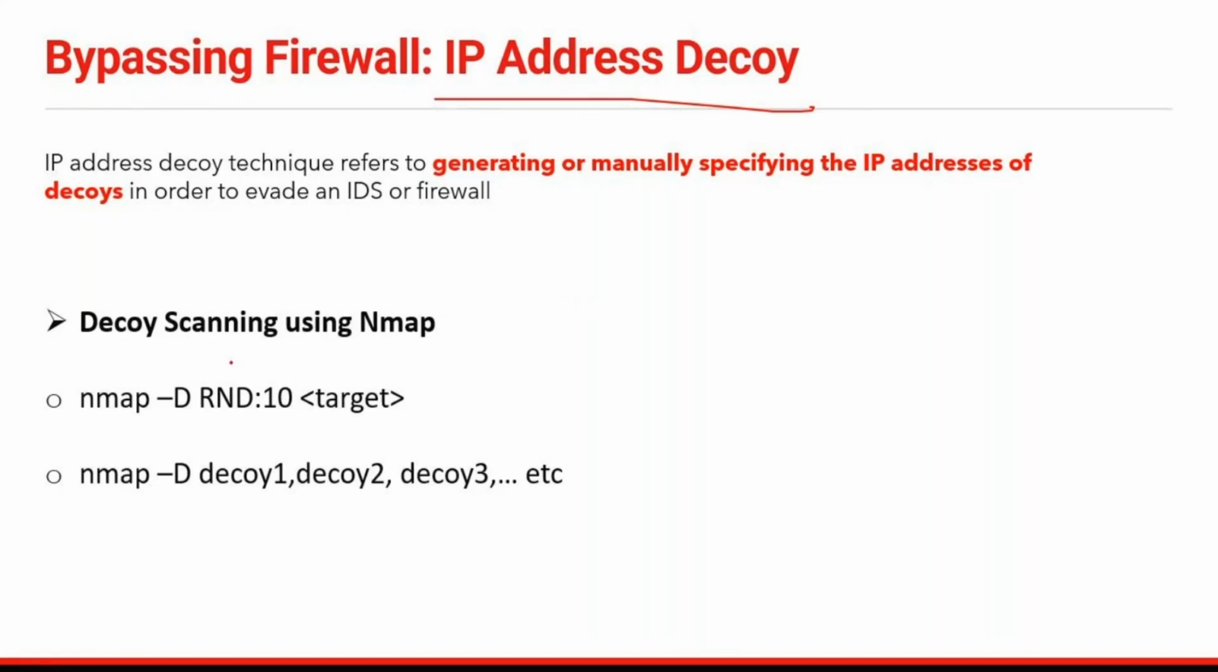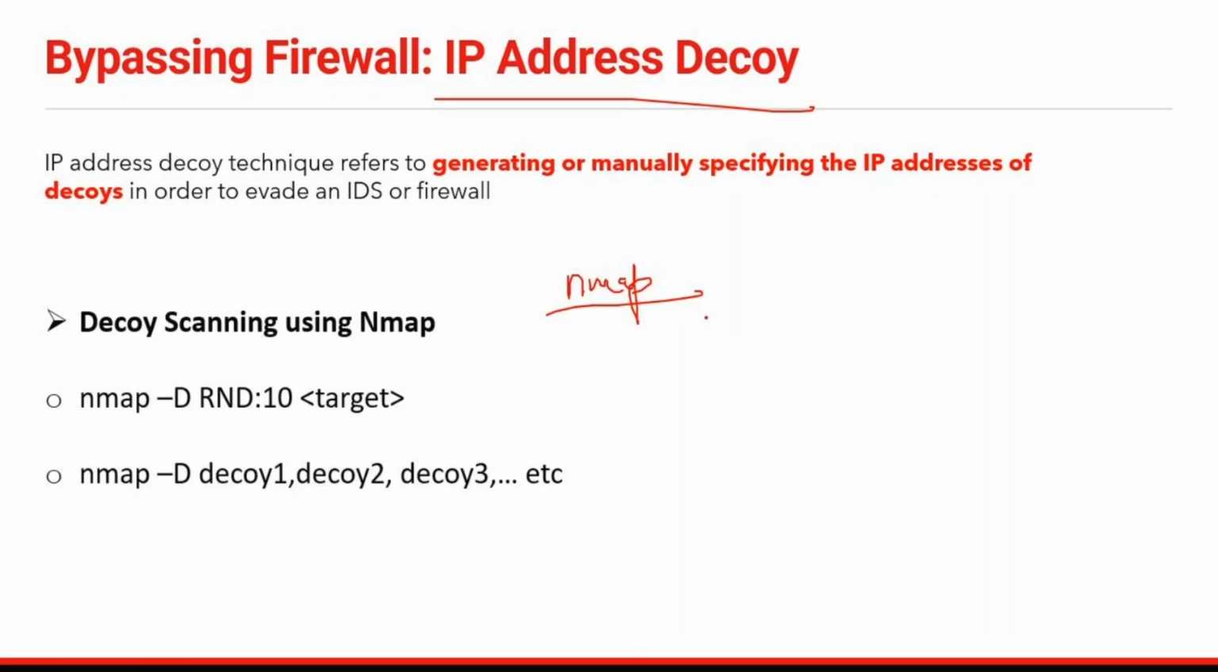Now, decoy scanning basically means, so yesterday we discussed Nmap, that how you can do the scanning with Nmap. But if there is a firewall in between, you cannot perform an Nmap scan because it will block your packets, whatever packets you are sending. So decoy scan in Nmap is a technique used to obscure the origin of a scan by making it appear as if multiple devices are scanning the target simultaneously. It helps pentesters to evade detection by IDS and firewalls.